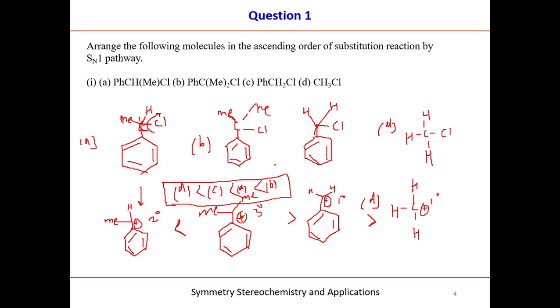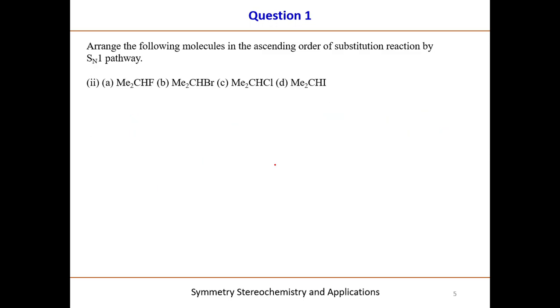Let's talk about the second example. Now I hope all of you are getting the concept behind the SN1 reaction, the SN1 pathway. First, the SN1 reaction is based on the stability of the carbocation, and the second thing is that the SN1 pathway is based on the leaving group present in the molecule. So the tendency of the leaving group also matters in the SN1 pathway.